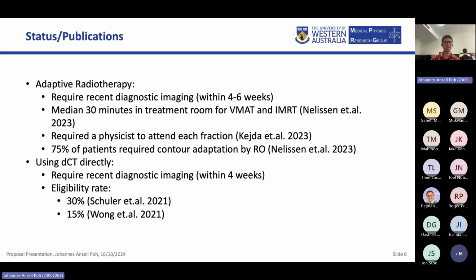The second approach to simulation-free radiotherapy is using the diagnostic CT directly without adapting the plan. This also requires recent diagnostic images, usually within 4 weeks of the therapy. The main disadvantage of this is the strict eligibility criteria. As can be seen in many studies, they tend to have a very low eligibility rate, and having a low eligibility rate means that not many patients can be treated using this technique.